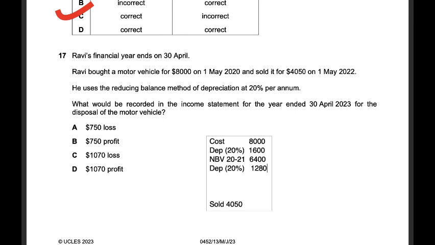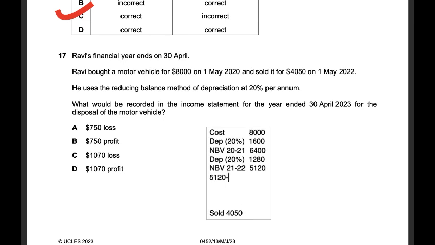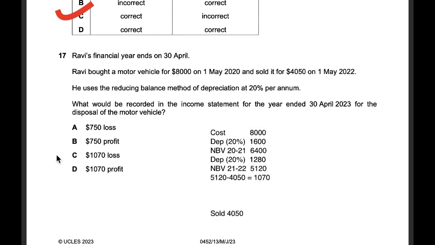One, two, eight, zero. Alright. This is the value. Now we subtract it from the NBV of the previous year. That is 6,400. This gives us the answer of 5,120. Alright. Now we see that the net book value is 5,120, which is higher than the value at which it was sold, which is 4,050, hence giving us a loss of 5,120 minus 4,050, which is $1,070 in loss, making option C our correct answer.